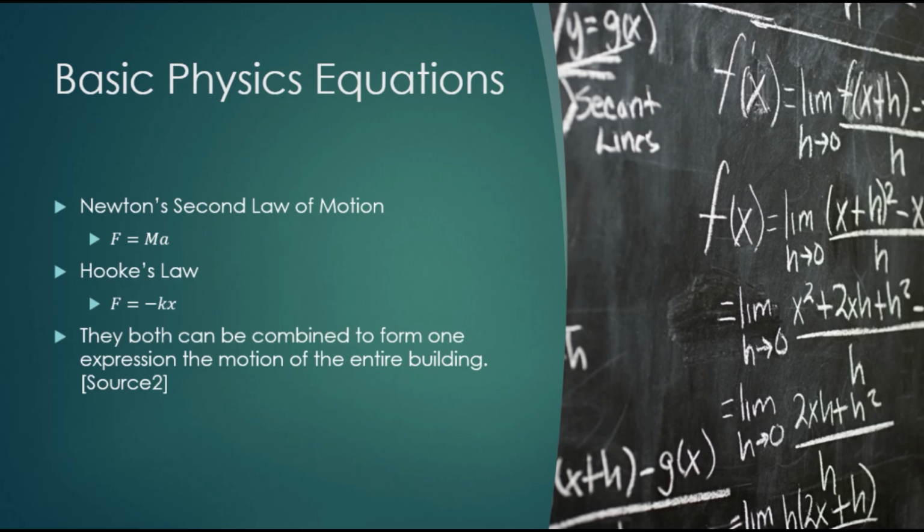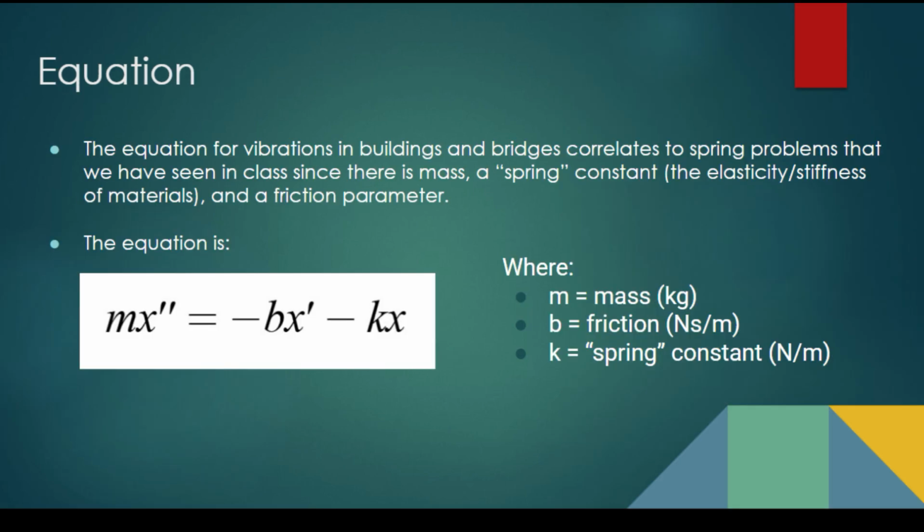an oscillating motion. Some of the basic physics equations that are used are Newton's second law of motion and Hooke's law. They both can be combined to form one expression for the motion of the entire building. The two basic physics equations discussed in the previous slide can be combined to form the following equation: m times x double prime is equal to negative b x prime minus k times x, where m is equal to mass, b is equal to friction, and k is equal to some sort of constant.